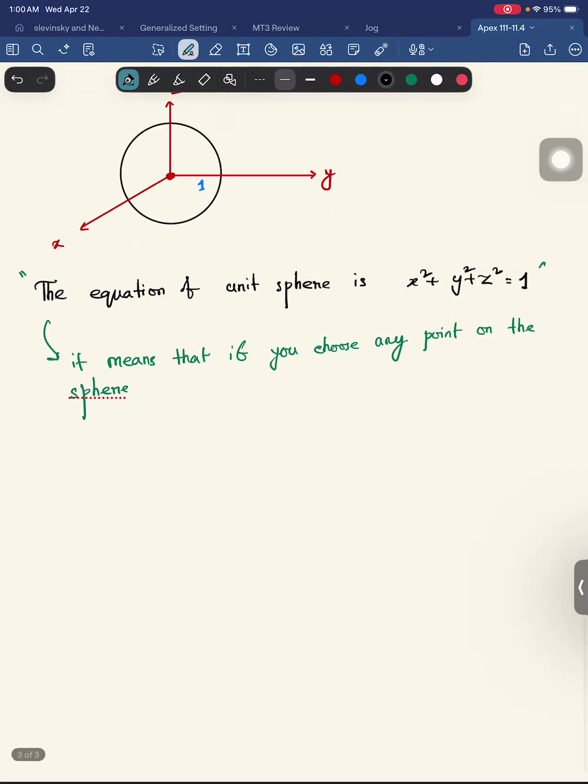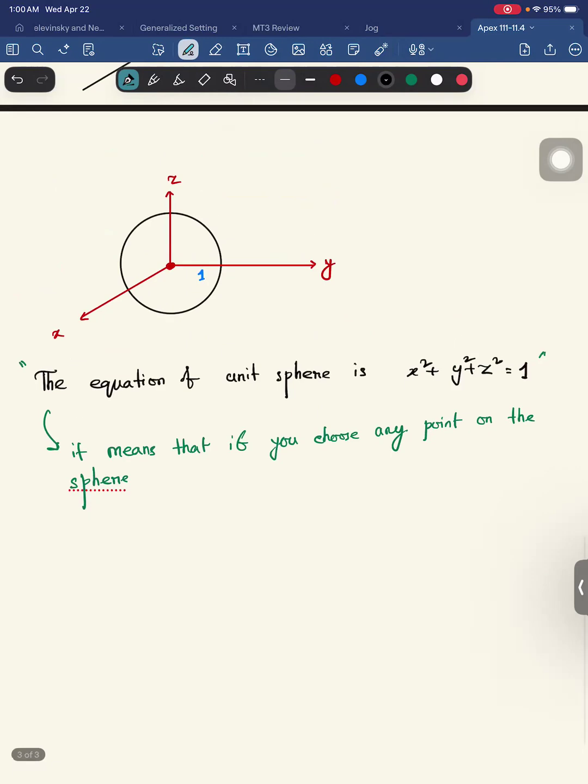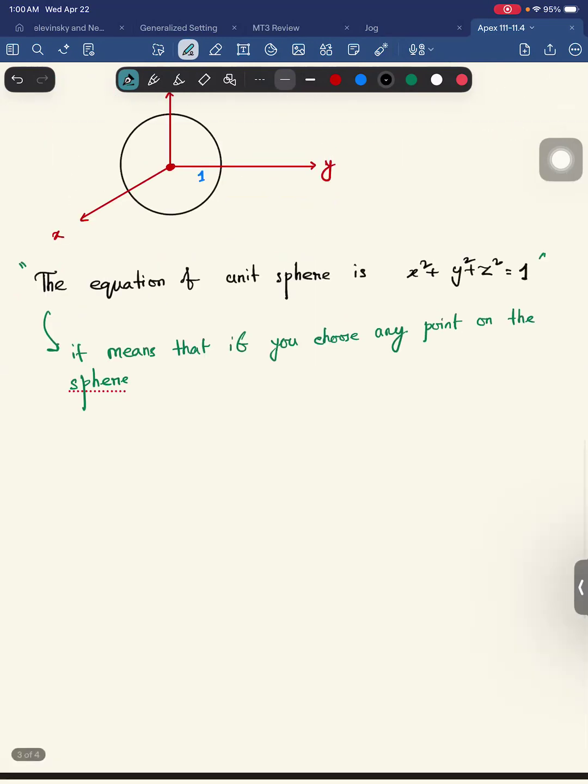Okay, anyway, so it means that if you choose any point on the sphere with coordinates (a, b, c), it will satisfy a squared plus b squared plus c squared equals 1, and vice versa.